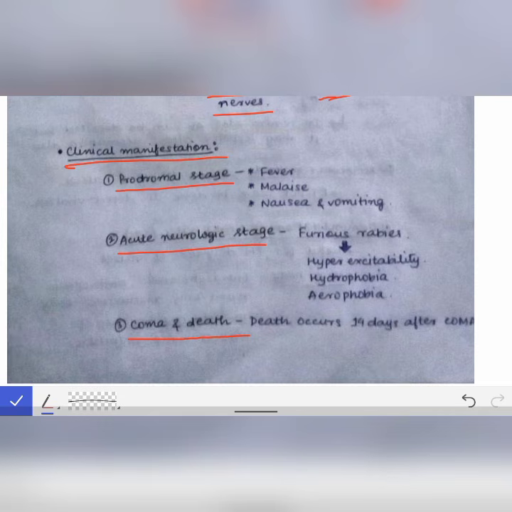In the prodromal stage, there occurs fever, malaise, nausea, and vomiting. These are the initial symptoms which are seen in the prodromal stage.